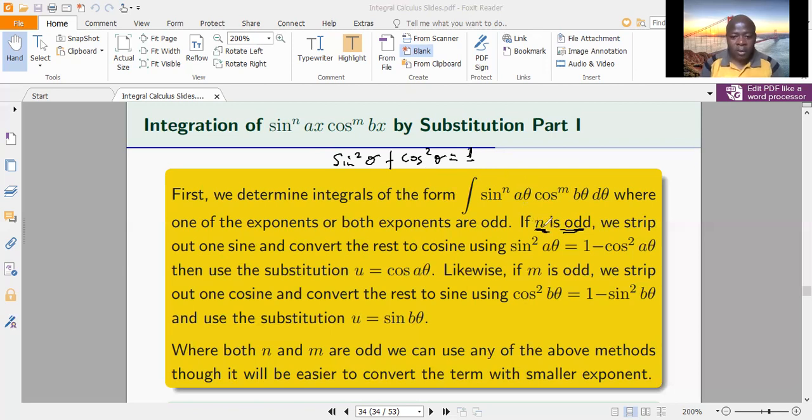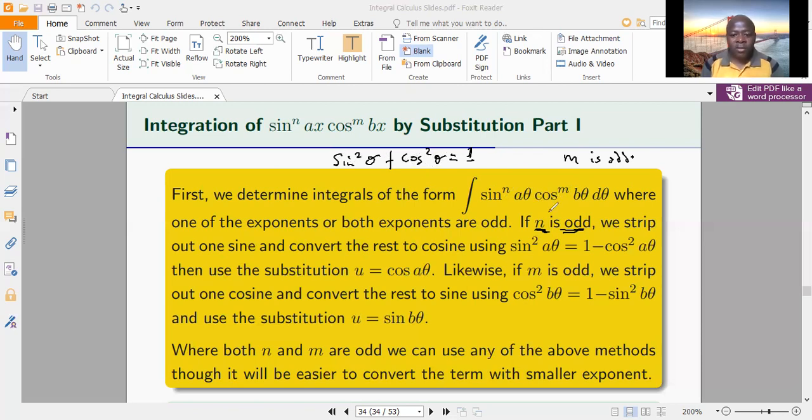So that is what happens if the exponent of sine is odd: we strip out one sine and convert the rest to cosine. The same thing would happen if the exponent on cosine were odd. So if m is odd, then we strip out one cosine and convert the rest to sine using this identity.